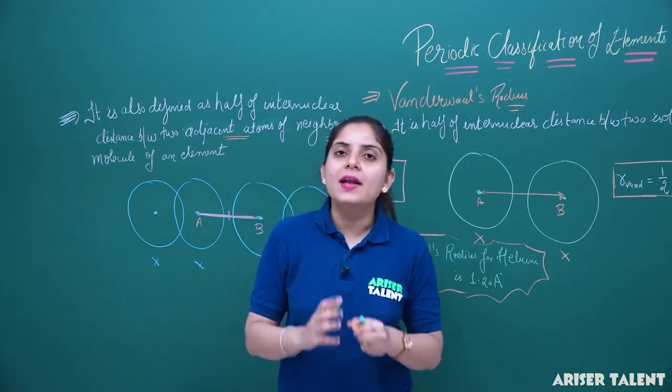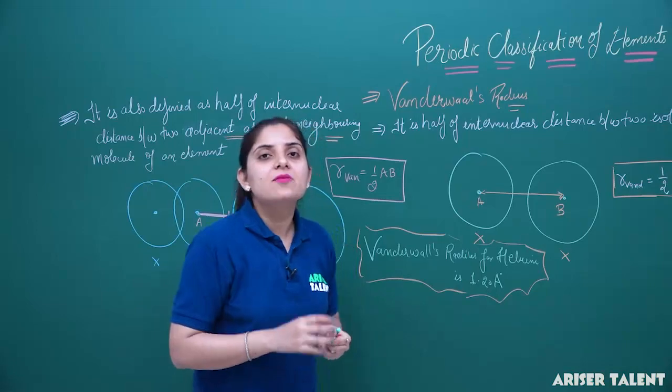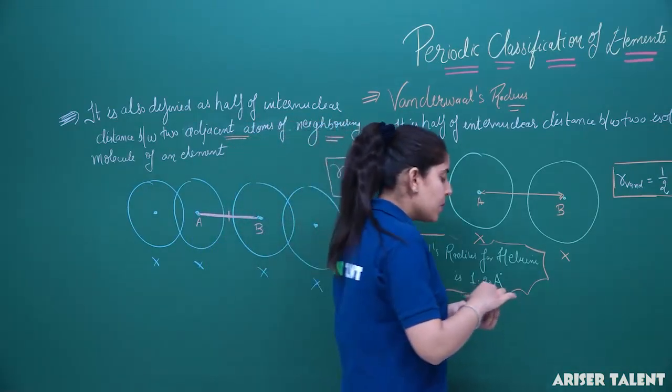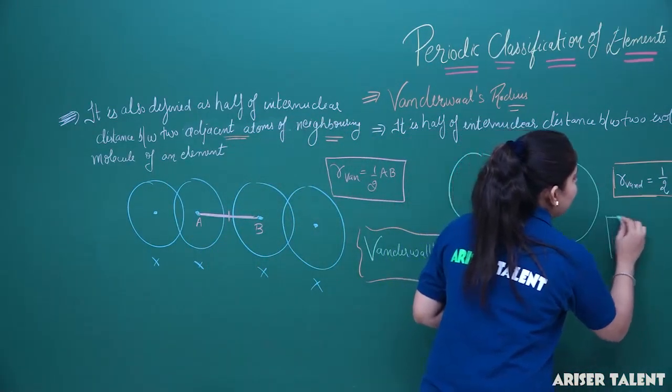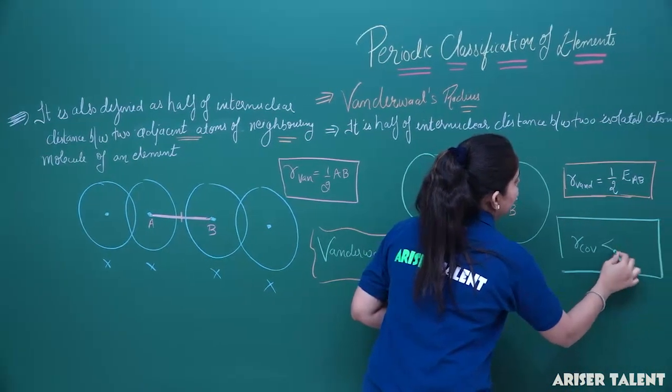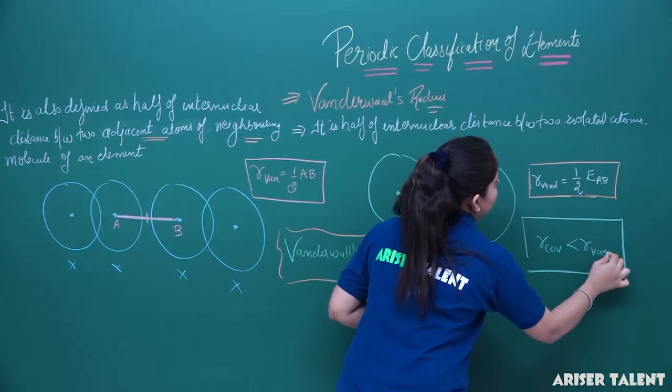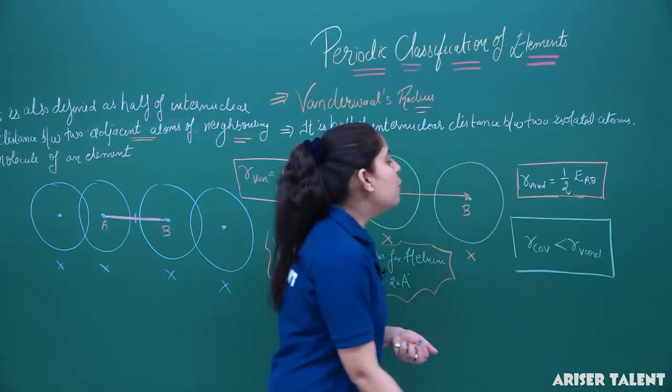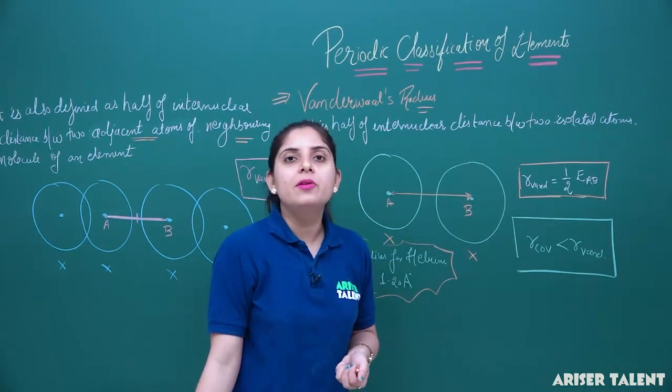So we have found that the covalent radius is very small as compared to the van der Waals radius. So we can write here R covalent is less than R van der Waals. Why is the covalent radius smaller than the van der Waals radius?